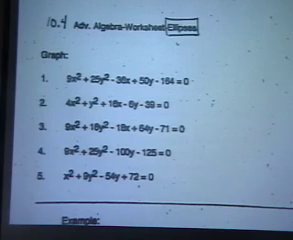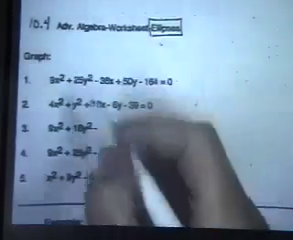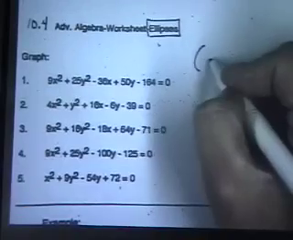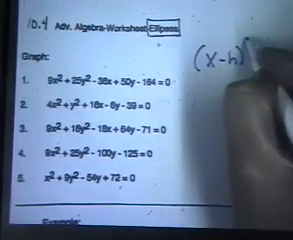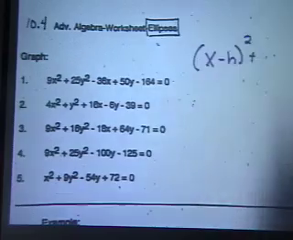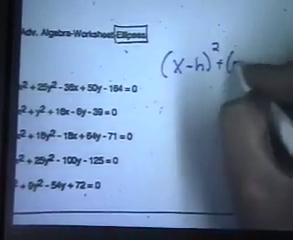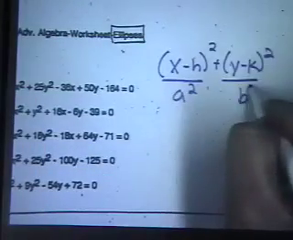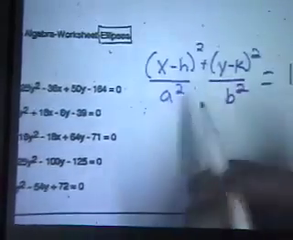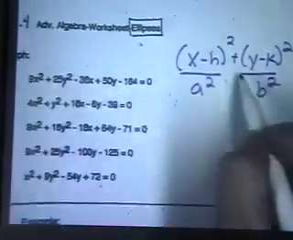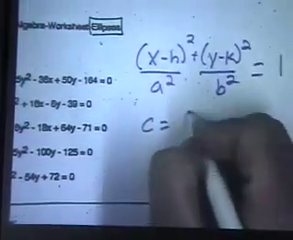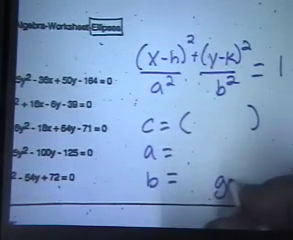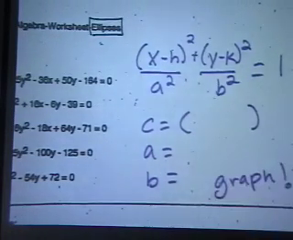Ellipses. What's going to happen in 10.4 is we're going to be given 5 different equations in this worksheet, and we're going to have to get them in the form for an ellipse: (x minus h) squared over a squared plus (y minus k) squared over b squared equals 1. That's my goal. So I want to get this equation into here so I can find my center, I can find my a, and I can find my b, and then I can graph. So those are my goals.